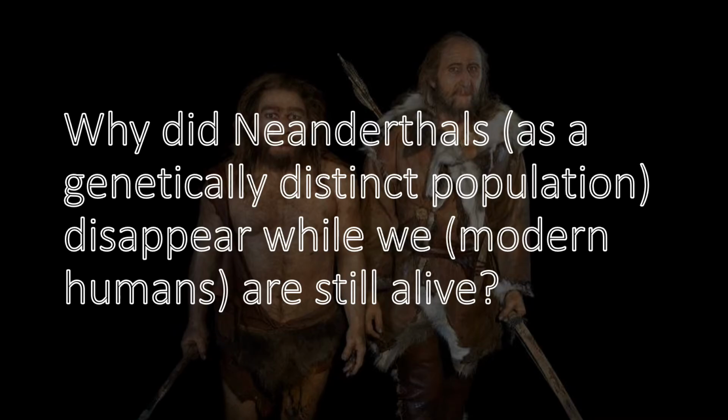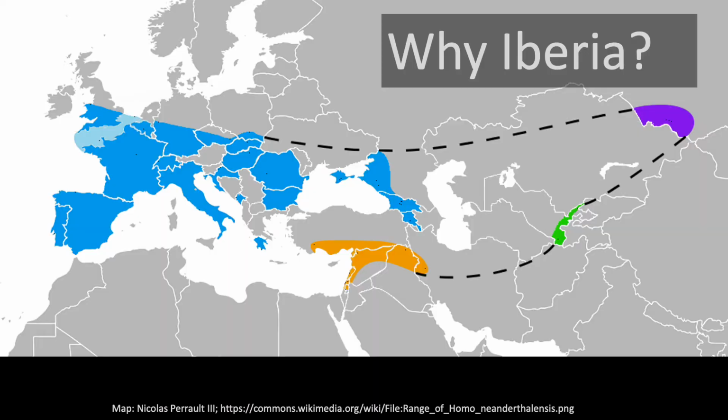Despite the proximity modern humans have to Neanderthals, why is it that Neanderthals as a genetically distinct population disappeared while modern humans are still around? This broad research topic has been the subject of over a century of debate, but as research continues to progress, we often find that more questions are raised than answered.